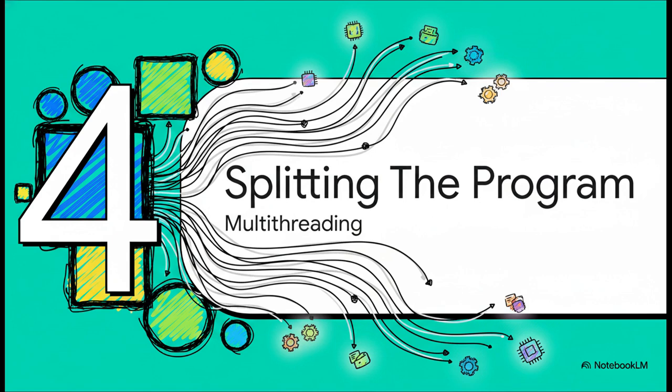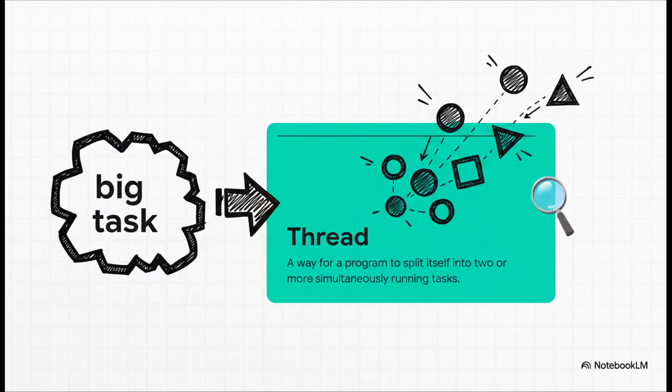Okay, so we've gone from one program to many, and from one core to many. Now let's zoom in even deeper. Let's look at what's happening inside a single program. It turns out that even a single application isn't just one big clunky task. A well-designed program can actually break itself down into smaller, independent mini-tasks, and these are called threads. And the best part, they can run in parallel.